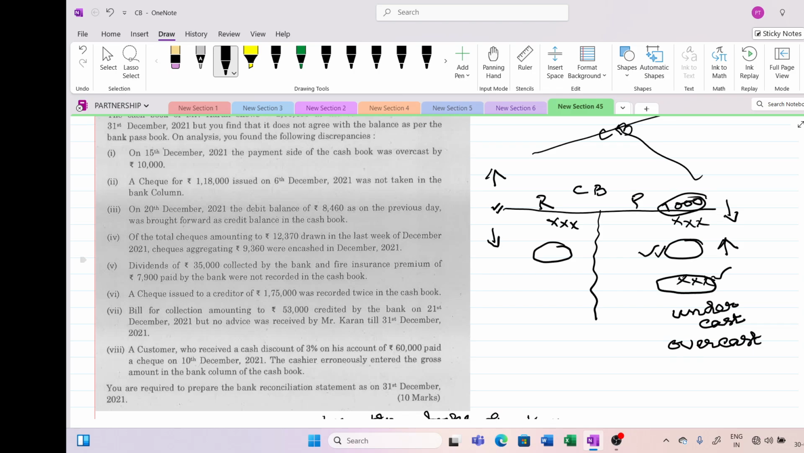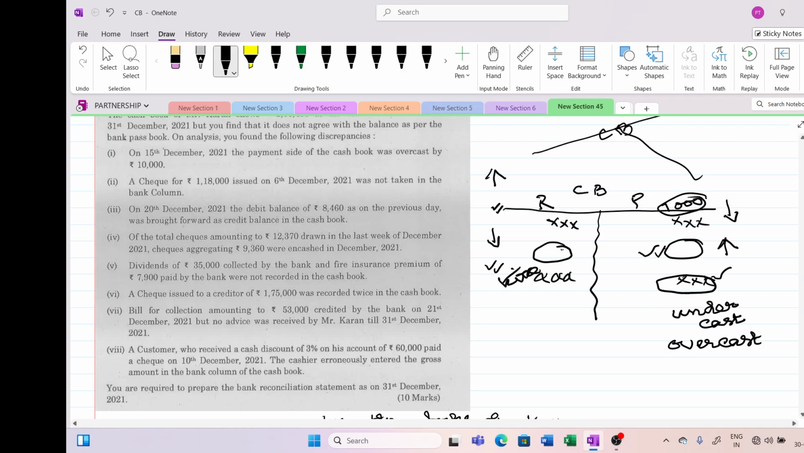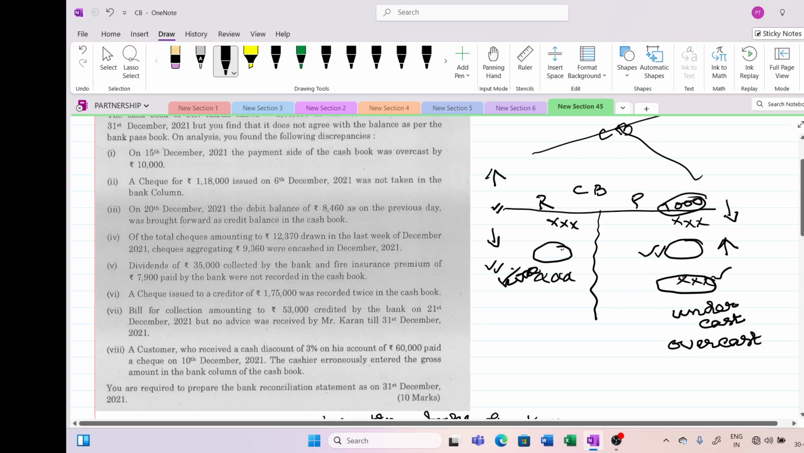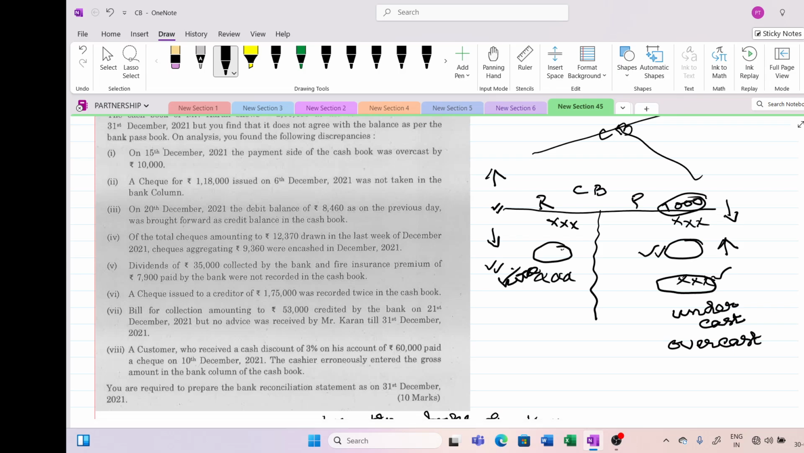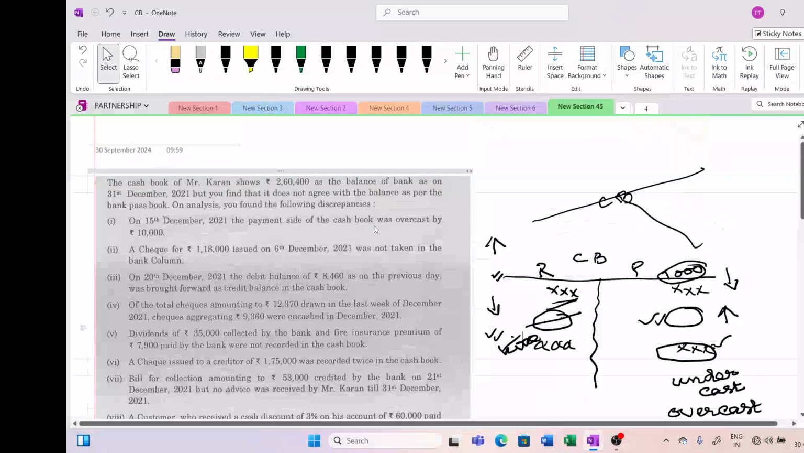The same thing goes here also, on the receipt side. Suppose you are writing anything twice, you are increasing your balance. If you forget to write, you are decreasing your balance. If you are undercasting, you are decreasing your balance. If you are overcasting, you are increasing your balance. Simple fundamental. If you write anything, you are increasing. If you forget to write, you are decreasing. Clear? So now let us proceed with this question.